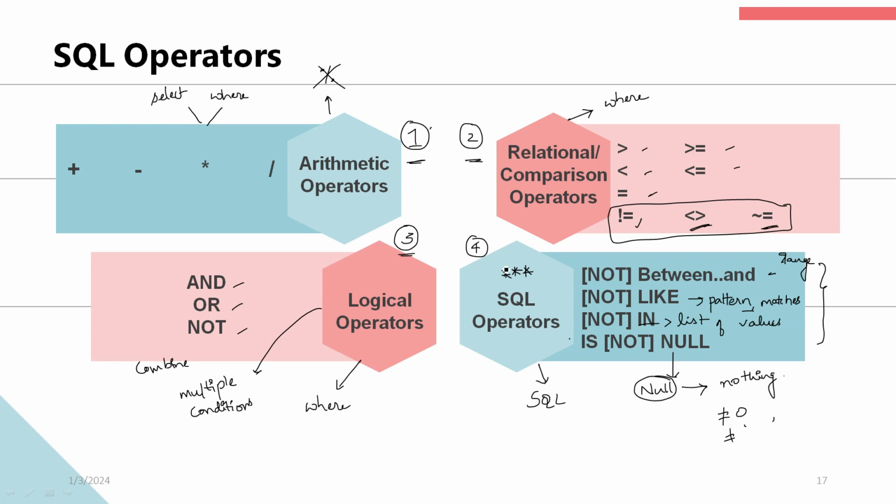In order to check for these null values, we have a separate set of operators which we call IS NULL. The negation of it is IS NOT NULL. So let us discuss in detail about each of these operators. Here we will go with the first query and try to understand it as well as execute it.